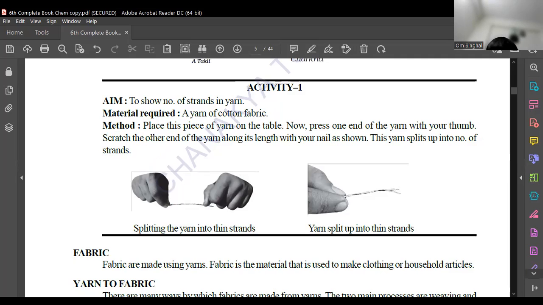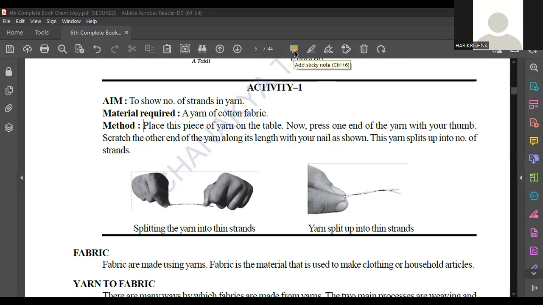Now when you hold one end of the yarn with the thumb, the other end you have to scratch, like rub it on the table, so that the yarn will break and become small, thin, hair-like strands. Those are the fibers. Sir, they got separated into three yarns. Okay, good. So each and every one is an individual thread. I can see that one.